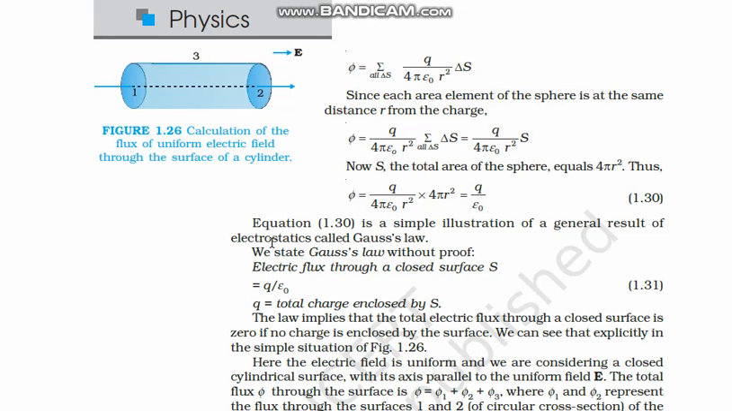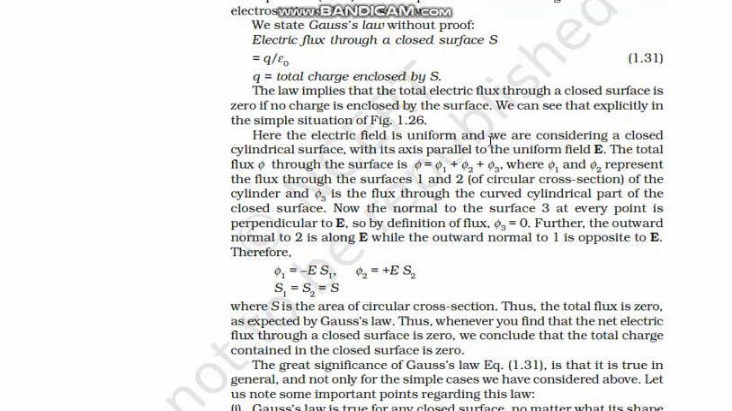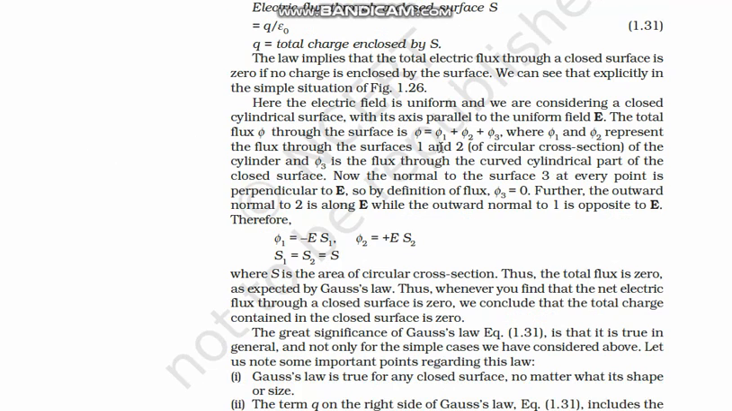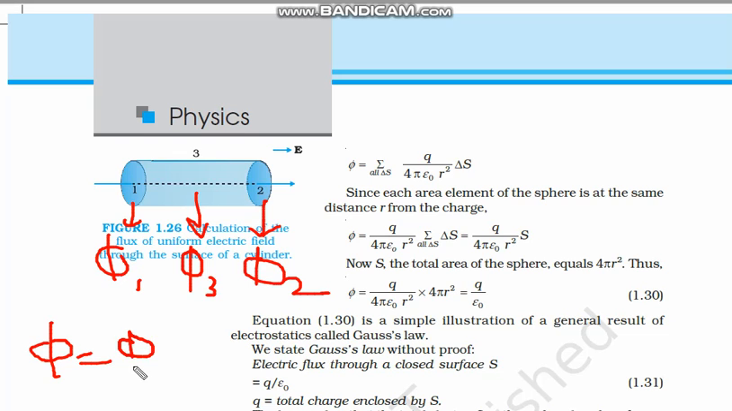Now this law says that the flux through a closed surface is zero if no charge is enclosed by the surface. We have seen that there is no charge, that means the flux through this surface should be zero. Here the electric field is uniform. The flux through this surface 1, let us say this area is A1, is phi1, the flux through this surface is phi2, and the flux through this surface is phi3. So the total flux phi is equal to phi1 plus phi2 plus phi3. This is the total flux.